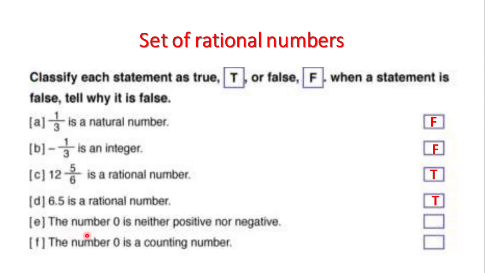Okay, the number 0 is neither positive nor negative. True, we studied that before in primary 6. The number 0 is a counting number. No, that's false, because we don't use 0 when we count.